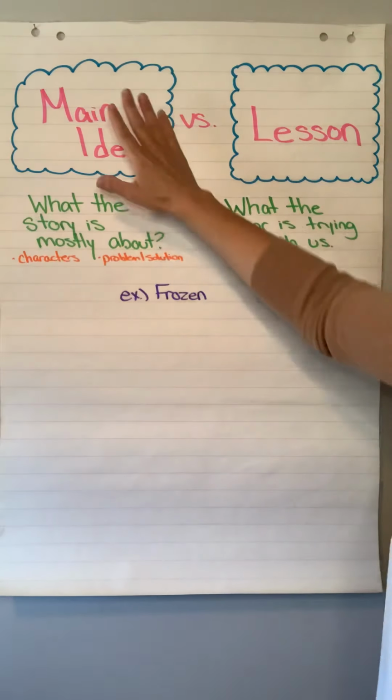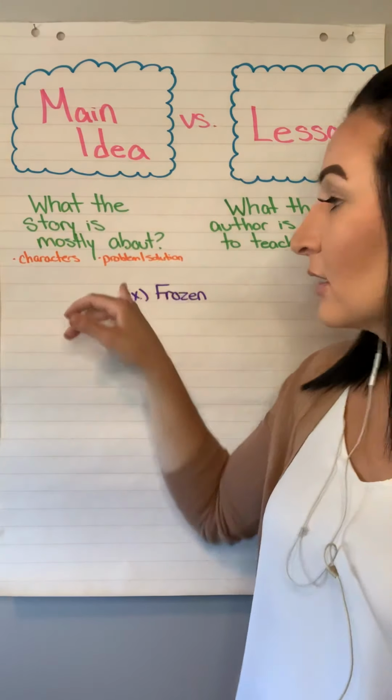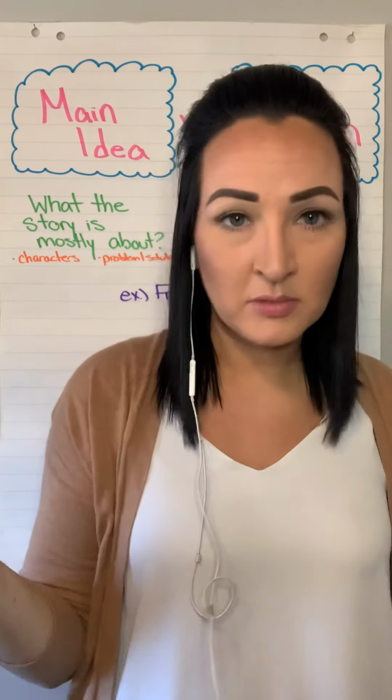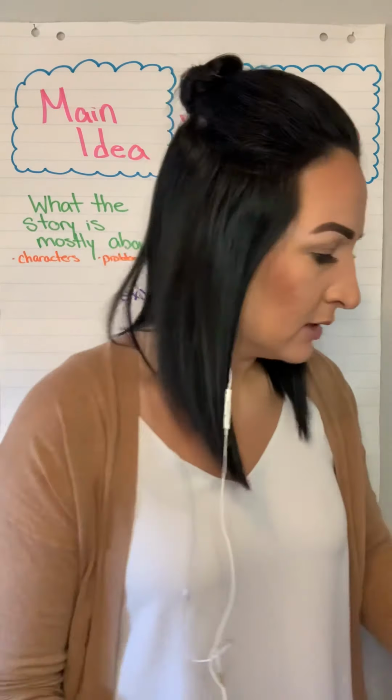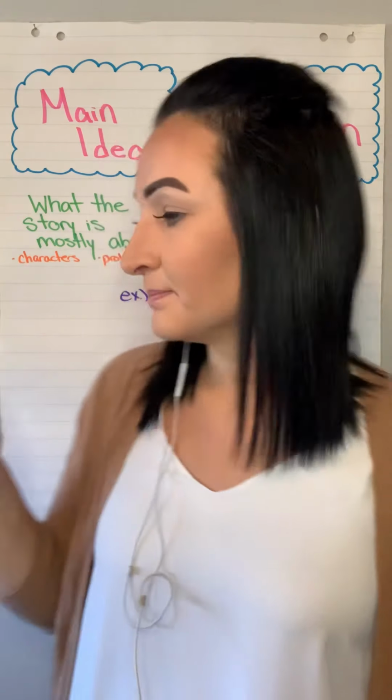So, main idea is what the story is mostly about. We might talk about characters and the problem and solution when we're talking about main idea. We're trying to figure out in one or two sentences what the story is mostly about. If you had to explain it to me, what would you say? So that I understood what I'm going to read.